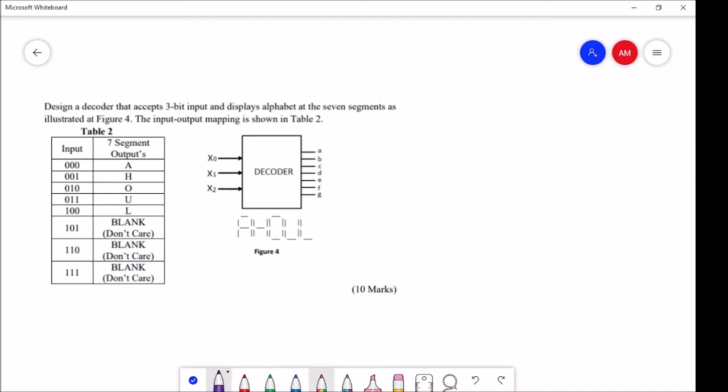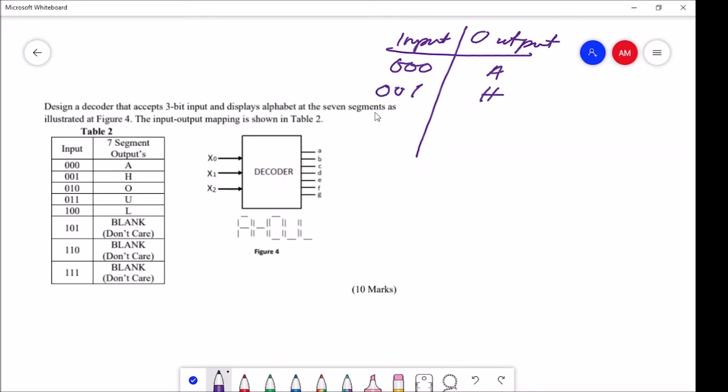Okay, for question number 8, we need to design a decoder that accepts 3 bits input and displays alphabet on the 7 segments. The output we need to get from the input 000 is the alphabet A. Input 001 for alphabet H. Input 010 for alphabet O. Input 011 for alphabet U. Input 100 for alphabet L. And the rest are don't care.